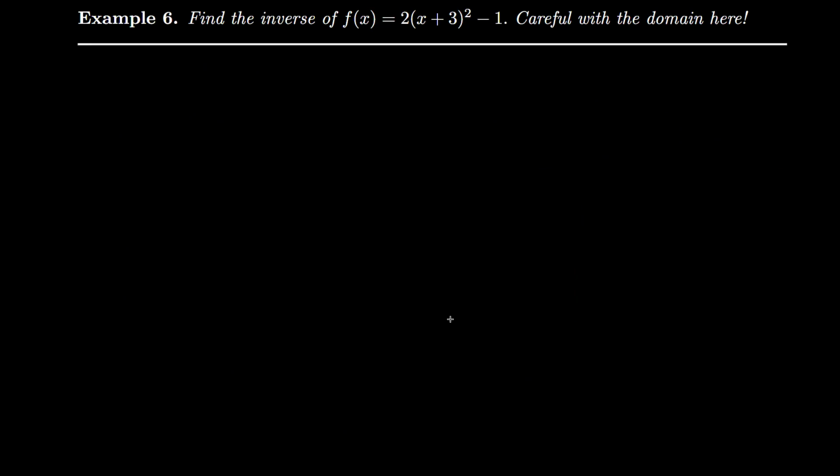And this is one where you have to be careful with the domain, and you're not always told this, but you have to find the inverse of this. So you'll notice that this is a square function that has been vertically stretched by a factor of 2. It's been moved 3 units to the left because this whole thing is positive, and it's been moved 1 unit down. We want to find the inverse, but it's not 1-to-1. So what do we need to do? We need to restrict the domain.